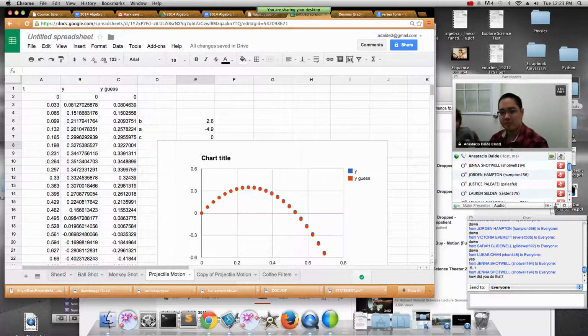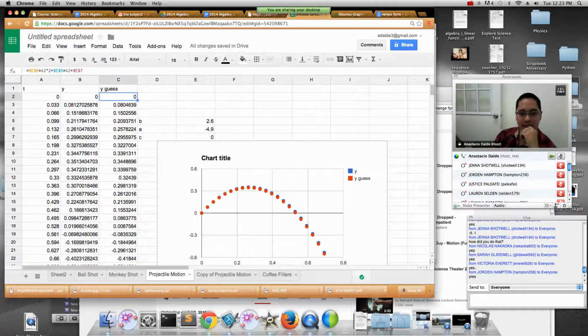So what I'm doing is telling this thing to guess. Take this a and make it a times t squared, where t is this cell right here. Then take this b and make it b times t, and take this c and just add c to the thing. We cool?